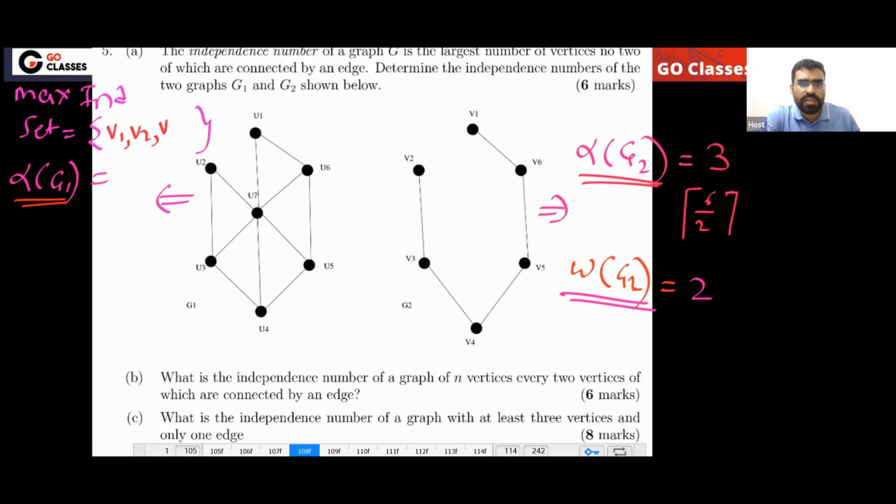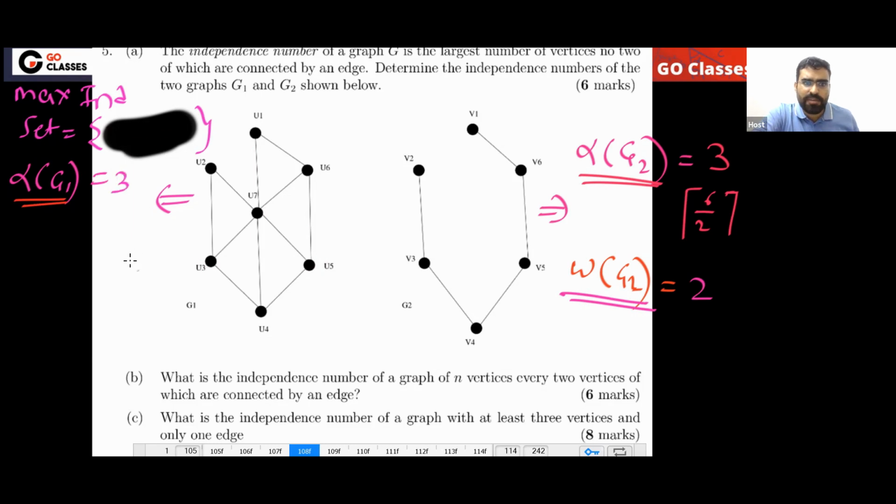So can I create size 4? Can you create a size 4 independent set in this? This is out of the picture. You don't have to worry about this. So can we create a size 4 independent set? If I take this, then I can take this, then I can take this. So I think we cannot create size 4. Yes or no? We cannot create size 4.